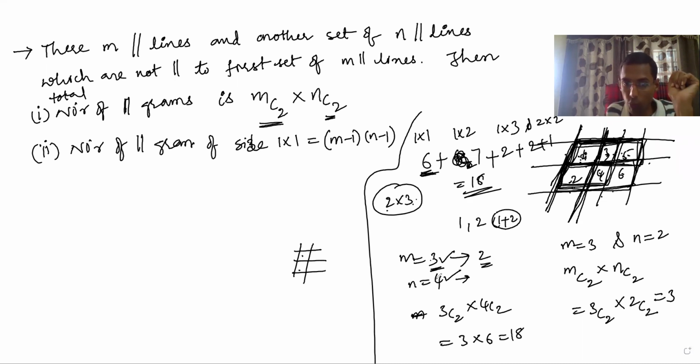Then again, if you have 4 you are going to get only 3. This is 2 times 3, see, 1 2 3, 2 times 3. So that's what is M minus 1 in M.